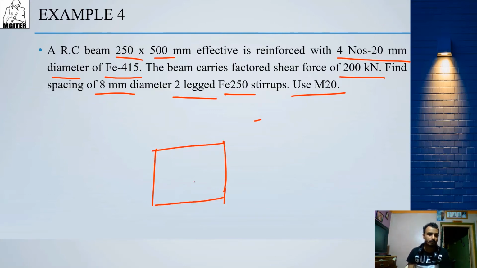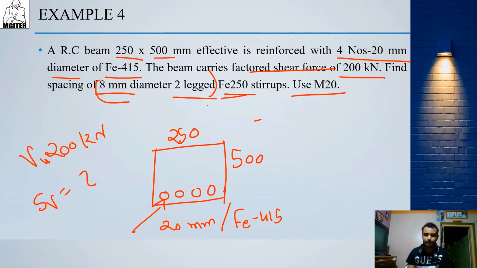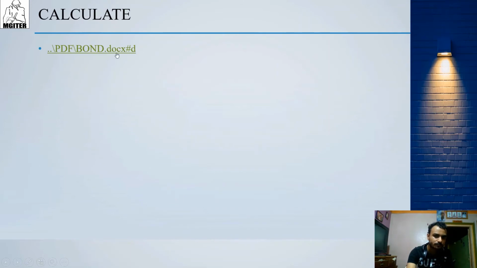So we have one beam whose width is 250, depth is 500, and we have four bars of 20 mm diameter. Steel grade is Fe415, and we have a factored shear force of 200 kilonewton. The factored shear force Vu is given, and we have to find the spacing, meaning SV, for 8 mm diameter two-legged stirrups, and this grade is 250. So let's start the design.